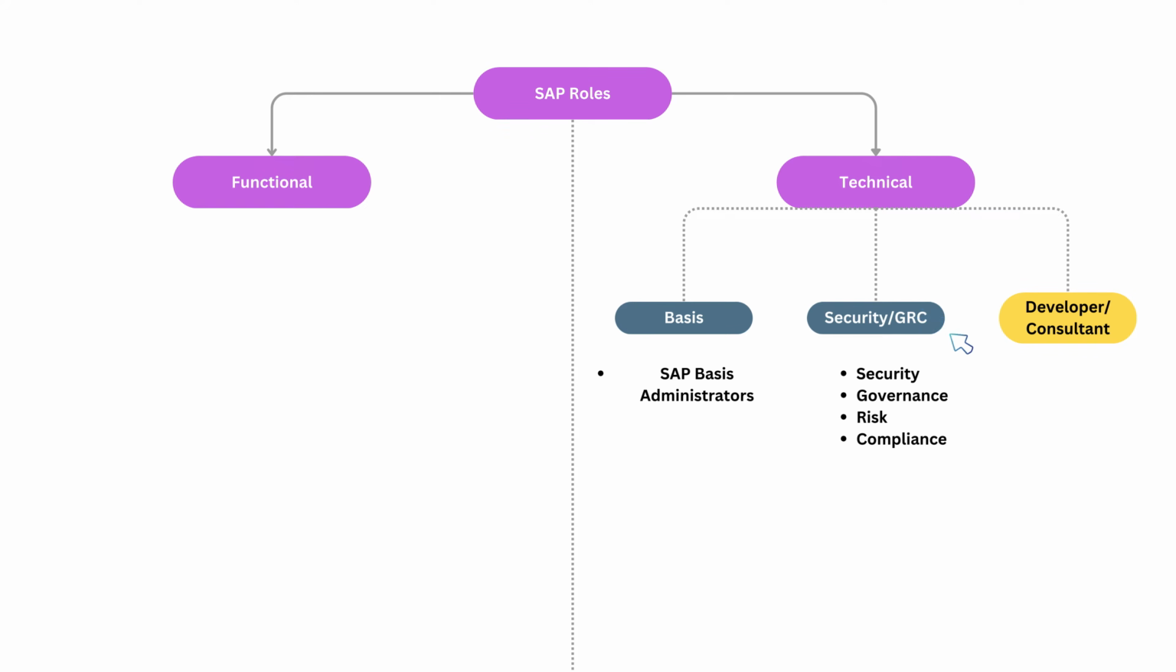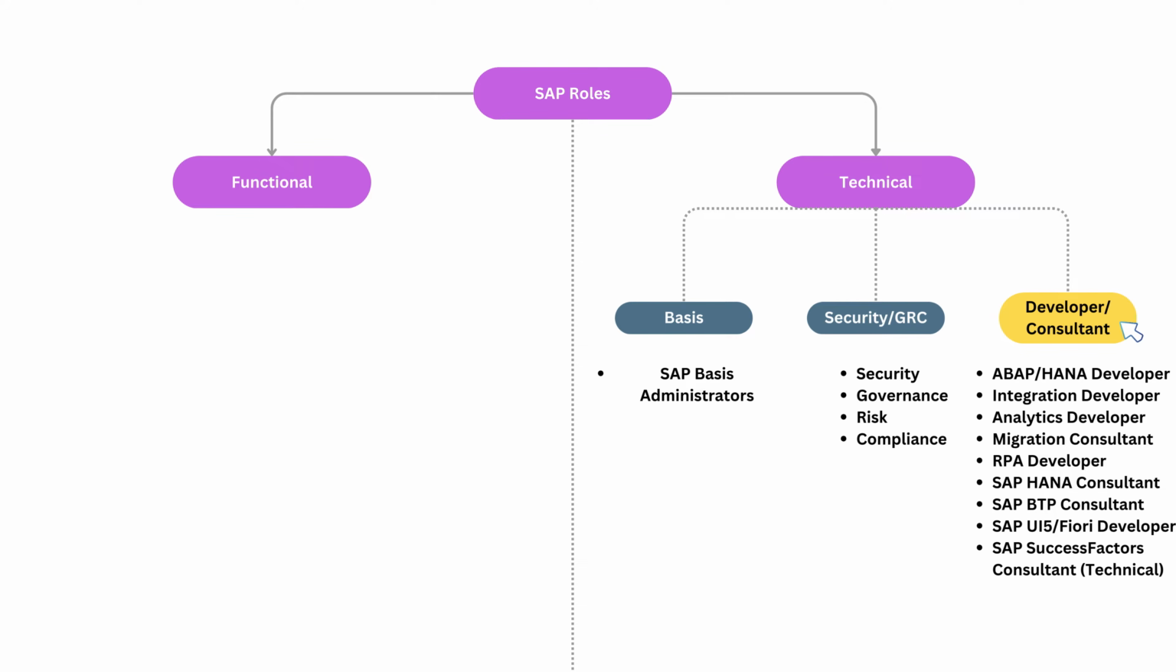And finally, under technical, we have developer. Sometimes they are also called consultant. These are the technical people who actually take care of developing the customized objects in SAP. They can be called ABAP or HANA developer. For example, if you're working in SAP CPI, they can also be called SAP CPI developer, integration developer, or analytics developer. If you're working in BW reporting on SAP, you can be called a BW consultant, reporting consultant, analytical consultant, or migration consultant.